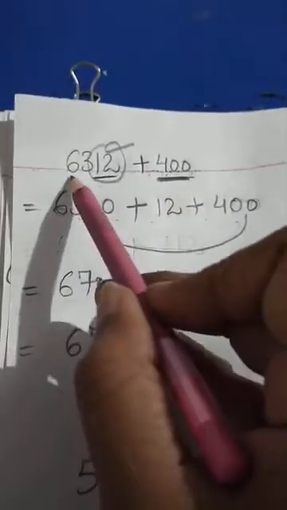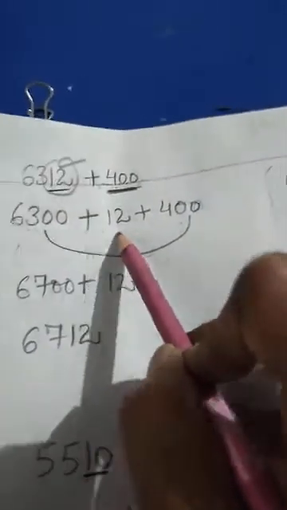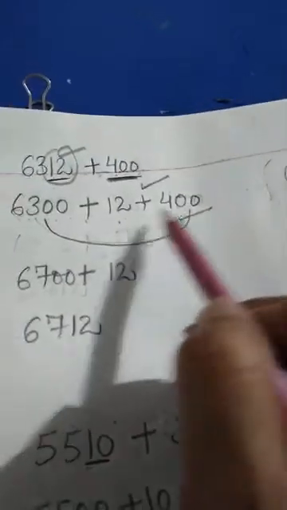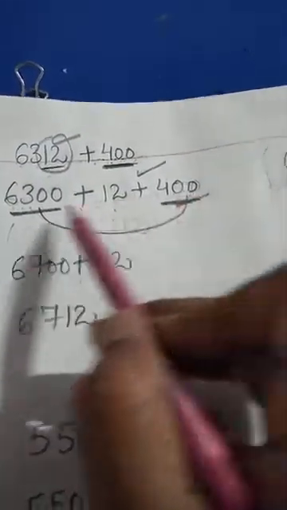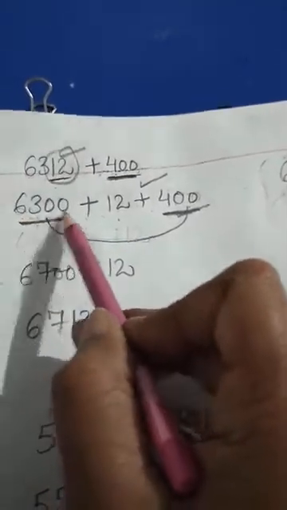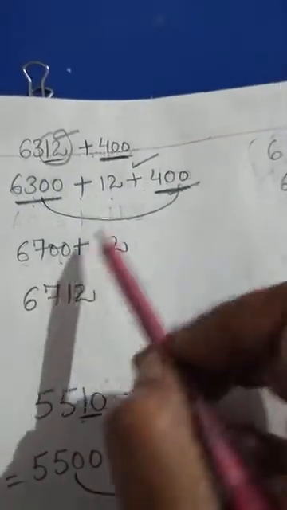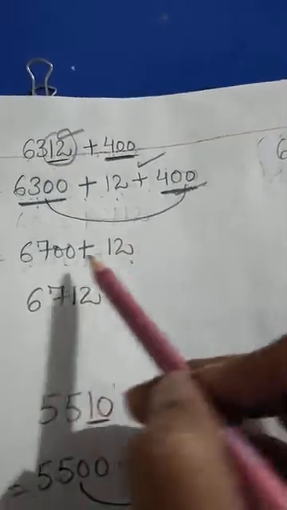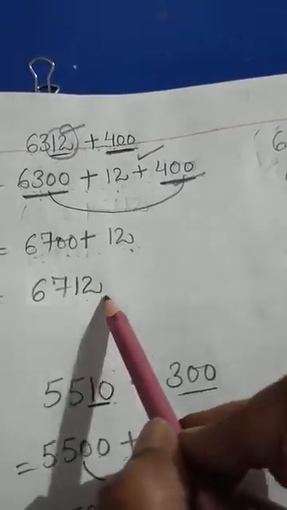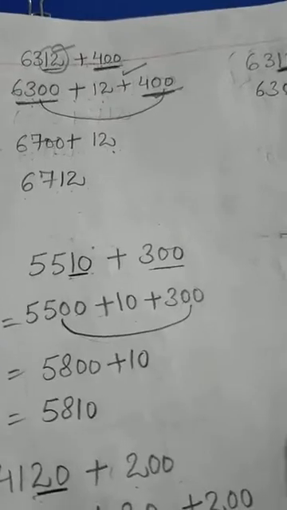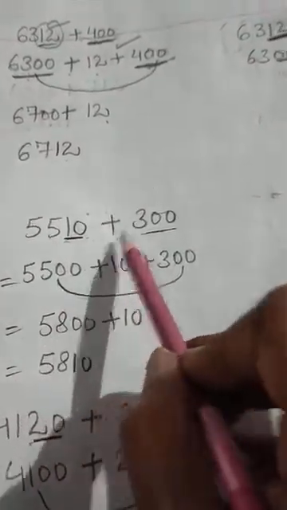In place of 6312 we have written 6300 plus 12, and 400 is to be added. Now add the numbers with zeros first. 6300 plus 400, what will you get? 6700, and this 12 will be written as it is. Now add these two, 6700 plus 12. 6712 is the answer.